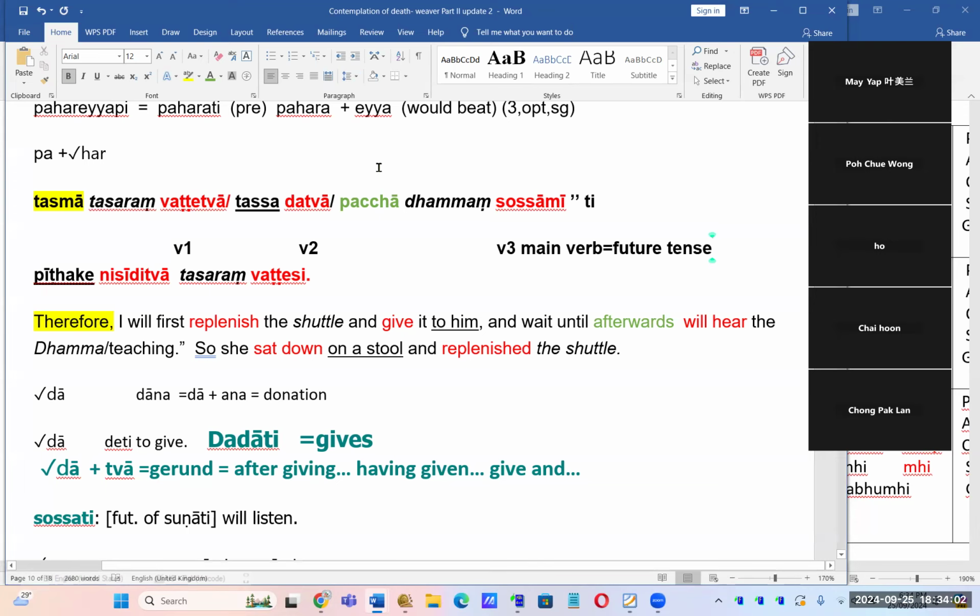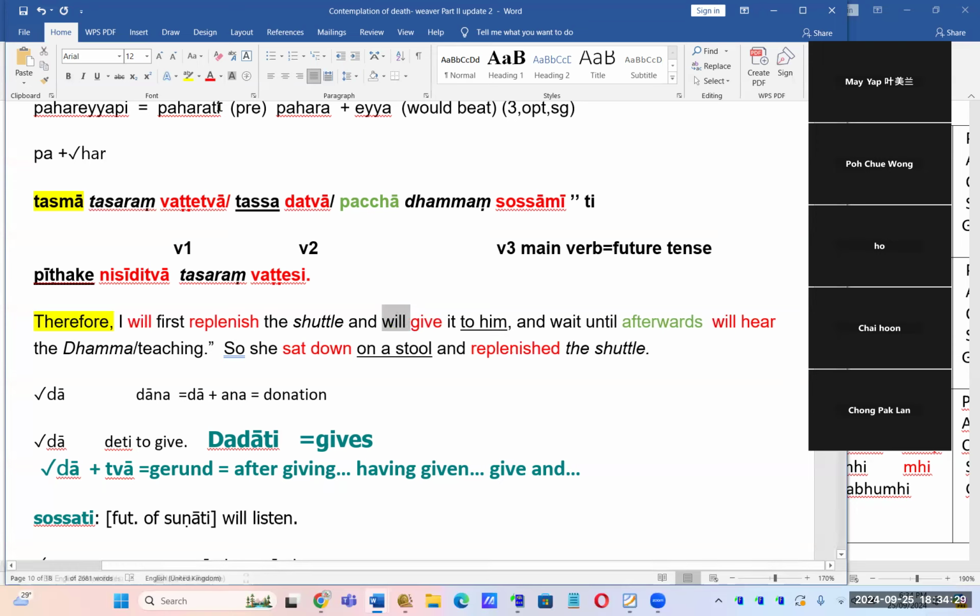So that's why "watetua" you must translate as "will replenish." "Datua" will give. Then "sosami" will hear. Because all of this you must follow the main verb. If the main verb is future tense, then everything you must translate as future tense. Alright. So this one will replenish, and actually you can also put a "will" here. Will give and then will hear. We hear the Dhamma, right?